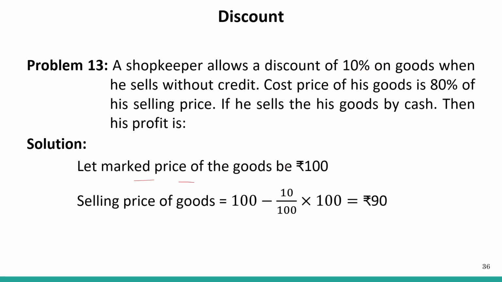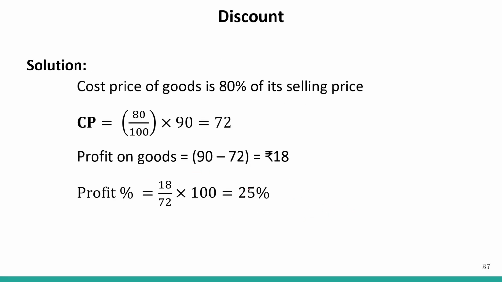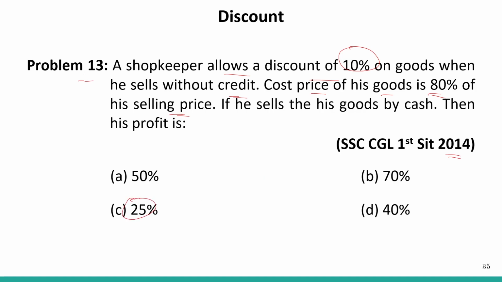So let the marked price of the goods be 100 rupees. So selling price of the goods will be what? 100 minus 10 by 100 into 100. So this is nothing but 90. So cost price would be what? It will be 72. How? 80 by 100 into 90. So profit on goods will be 90 minus 72 is equal to 18 rupees. So profit percentage is equal to what? Profit amount by cost price into 100. So cost price is 72. Profit amount is 18. So it will be 25%. So 25% is the correct answer here.